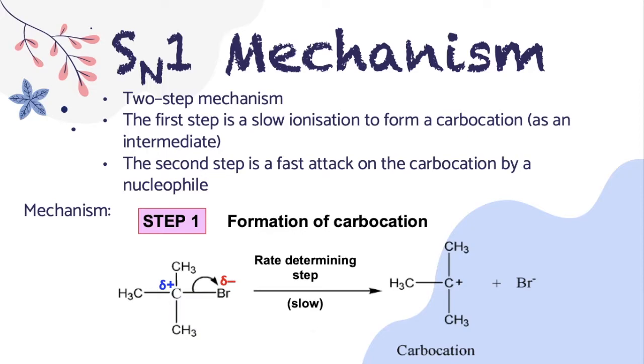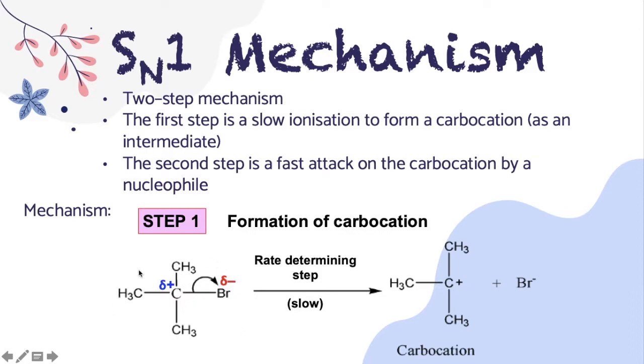The SN1 mechanism involves a two-step mechanism. The first step is a slow ionization to form a carbocation. So the formation of the carbocation is a slow reaction. The second step is a fast attack on the carbocation by a nucleophile. This means the second step, the carbocation attacked by the nucleophile, is a fast reaction. So step 1, formation of carbocation.